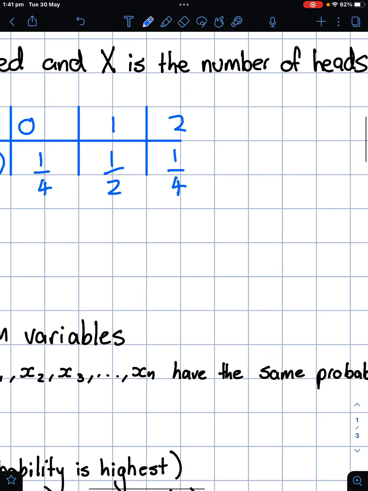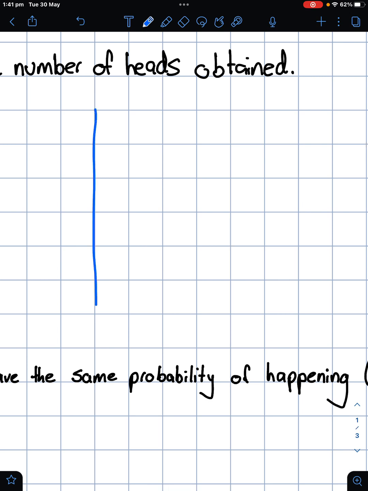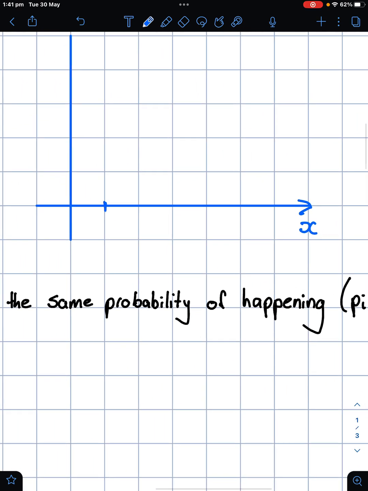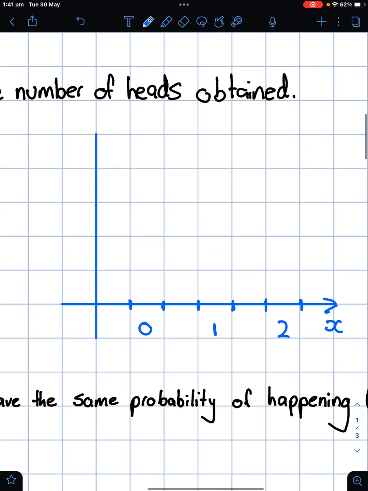Okay, if we want to display this as a graph, we would draw an axis. And then this is our X values. We've got 0 represents this one, 1 represents here, and 2 is between these values here. Now this is discrete data, so it doesn't have a histogram.